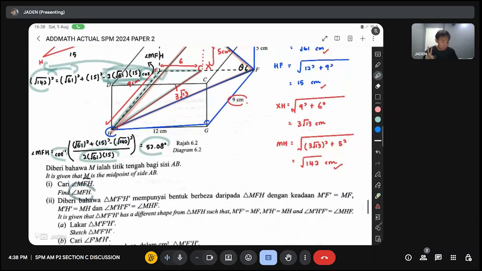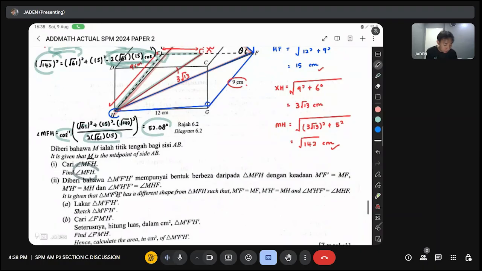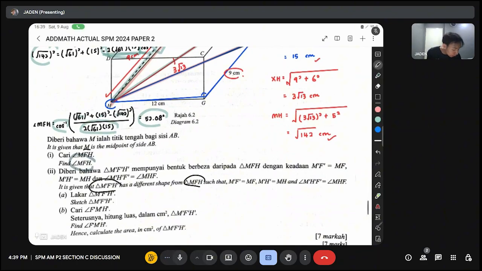And then number 2 here is I'm going to share with you some of the magic, some of the trick that you can use to sketch all those new triangles whenever a question like this is given. So let's read through the question together. It is given that triangle M'F'H', this is a new triangle with the prime here, has a different shape from triangle MFH, such that M'F' equal to MF, M'H' equal to MH, and angle M'H'F' is the same as MHF. Sketch the new triangle of M'F'H'.